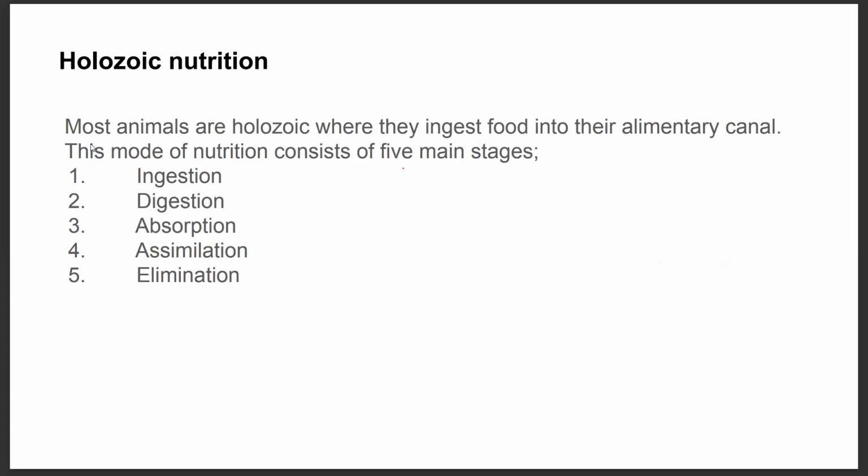Holozoic nutrition. There are 2 types of heterotrophic nutrition: holozoic nutrition and symbiosis. Holozoic nutrition is the step where the food is ingested into the alimentary canal. And it consists of 5 steps: ingestion, digestion, absorption, assimilation, and elimination. Okay?